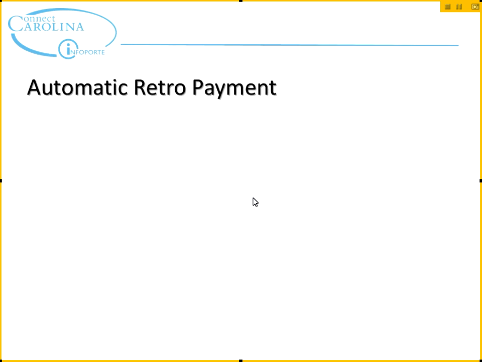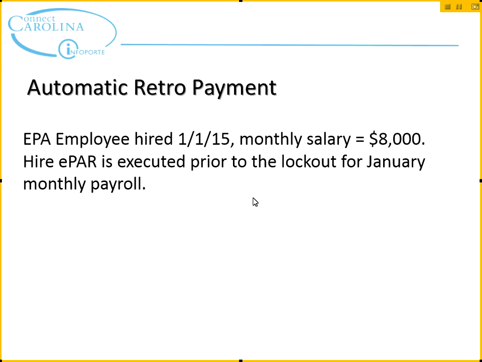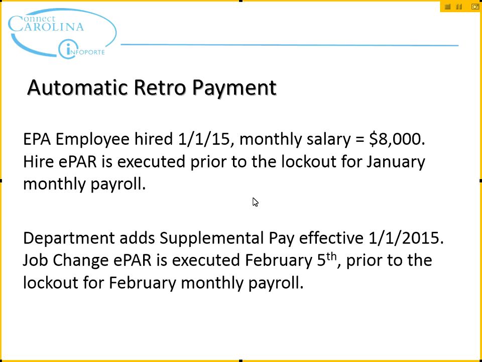I'm going to walk you through a couple of examples of when Retropay works automatically and then when Retropay goes wrong. Let's say we have an EPA employee who's hired effective January 1st, 2015 with a monthly salary of $8,000. The EPAR is executed prior to the lockout for January monthly payroll. So in January they get paid as they should, their full $8,000.